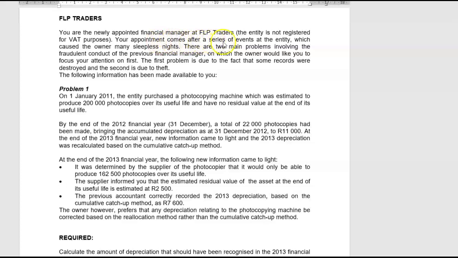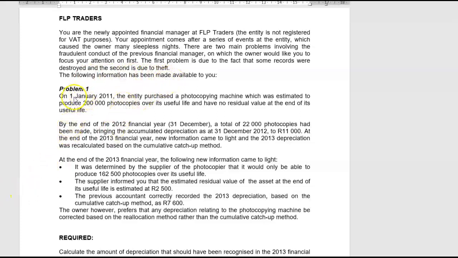Your appointment comes after a series of events at the entity which caused the owner many sleepless nights. There are two main problems involving the fraudulent conduct of the previous financial manager, on which the owner would like to focus your attention first. The first problem is due to the fact that some records were destroyed, and the second is due to theft. The following information has been made available to you.